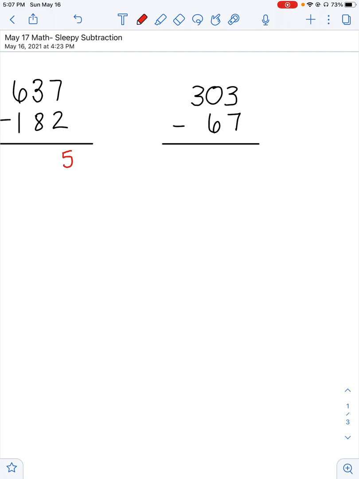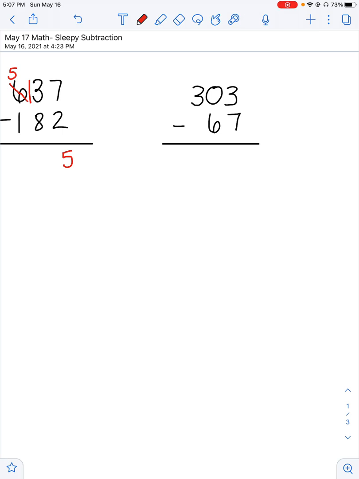I'm in the tens column now. Can I take 8 away from 3? No. 8 is more than 3, so I can't take 8 away from 3. I need to go over and borrow from the hundreds place. So I need to be seeing this on your work. You need to cross out and take 1 away. So if I take 1 away from 6, I'll still have 5 left. Okay, and then put what you just took away in front of the tens place.